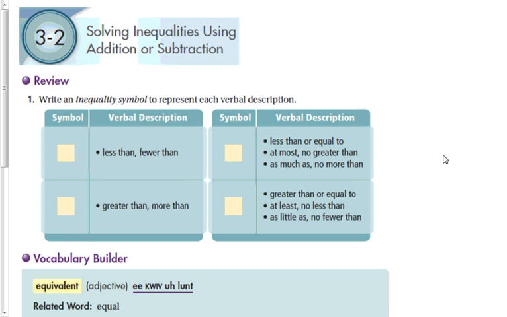Hey students, this is lesson 3.2, solving inequalities using addition or subtraction. We're going to learn how to use addition or subtraction to solve inequalities here. Go ahead and do this review and I'll get back to you.